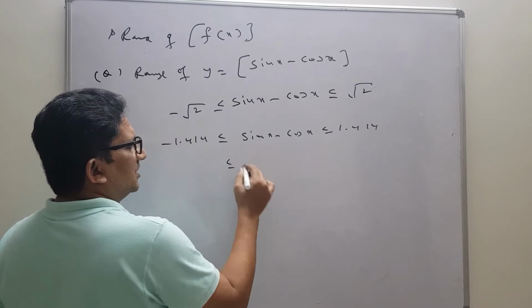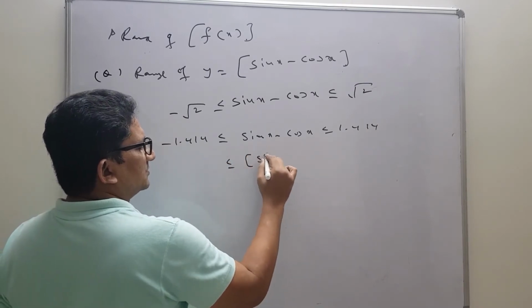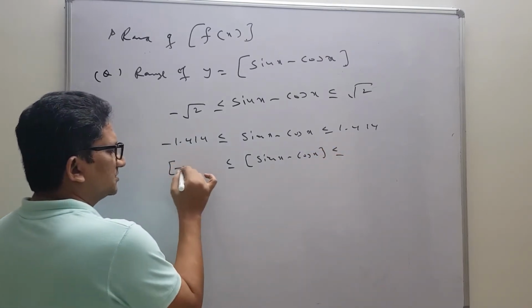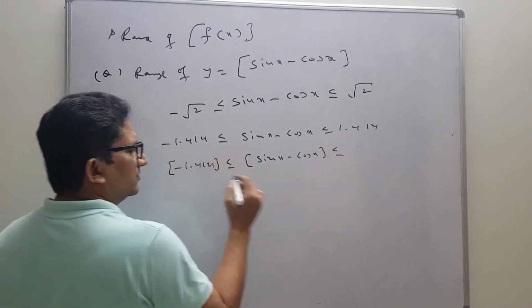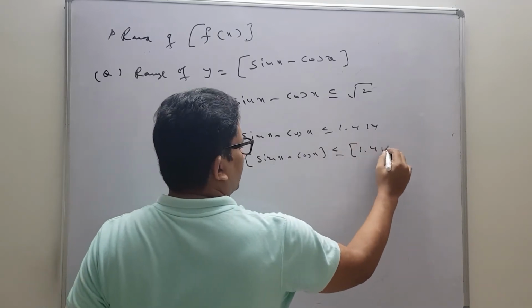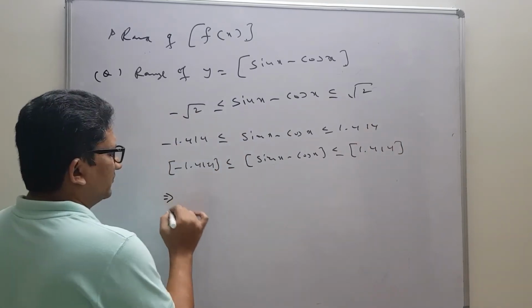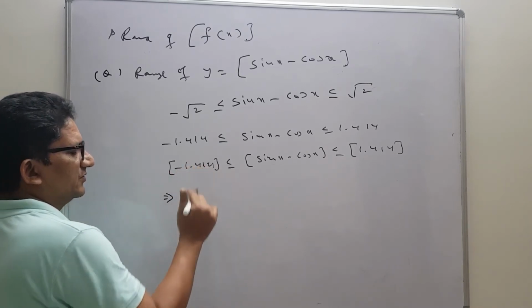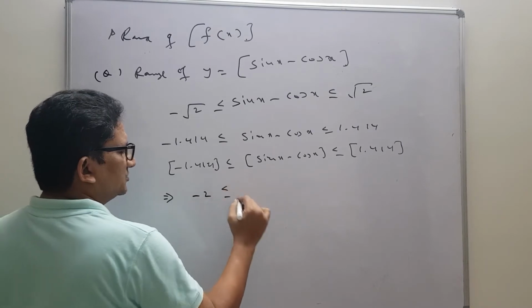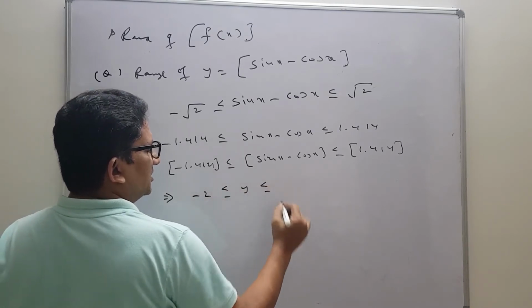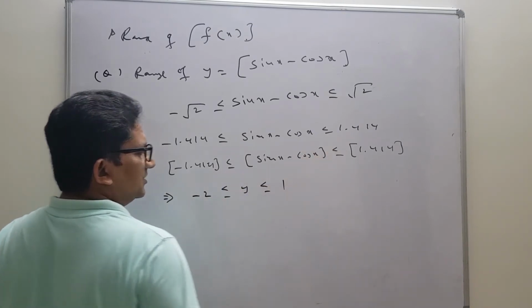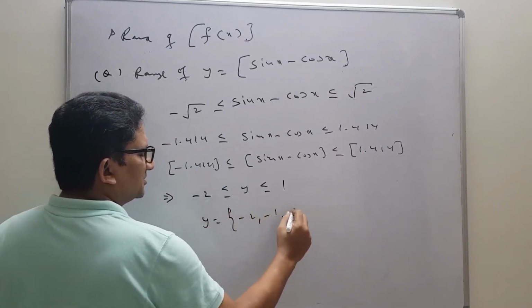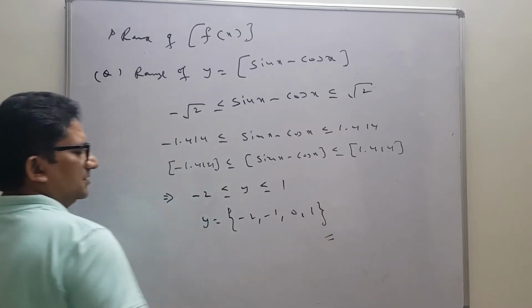So now we want the box of this one. That is box of minus 1.414 to box of 1.414. One more point, if you want, I will write like this, see. Box of minus 1.414 can be written as minus 2 is less than or equals to y is less than or equals to, so that value is 1. So that means the possible integers are minus 2, minus 1, 0, 1. Is it correct or not?